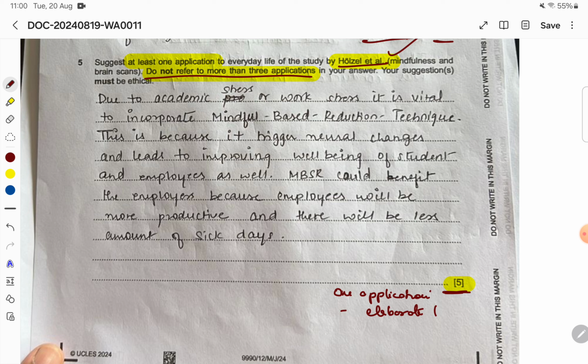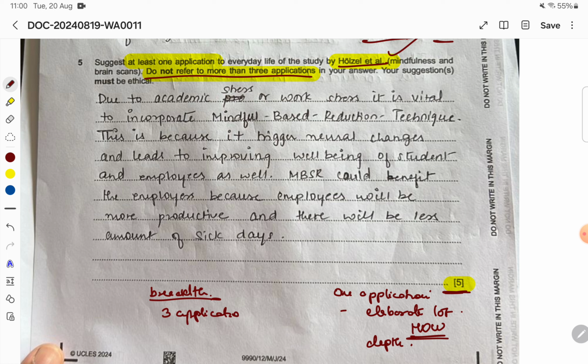Draw parallels between the study and what could be done in actual life, so that way you can suggest exactly how mindfulness could be implemented in some area. Easily you will be able to give 4 or 5 points. So you could take a depth approach this way by taking 1 application, or you could take a breadth approach. You could take multiple applications, say 3.